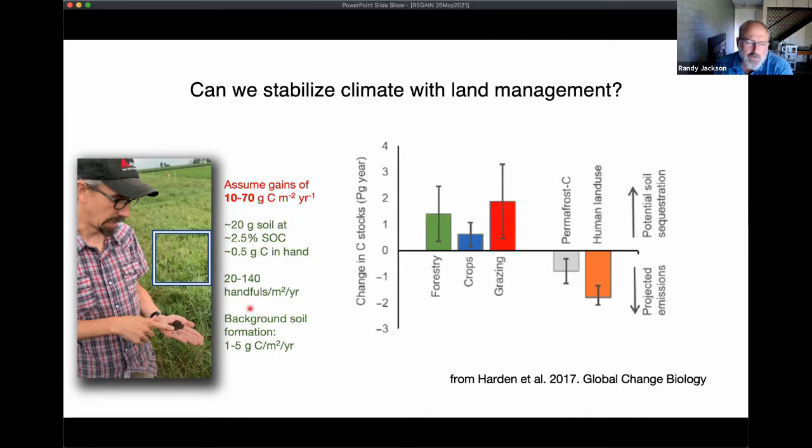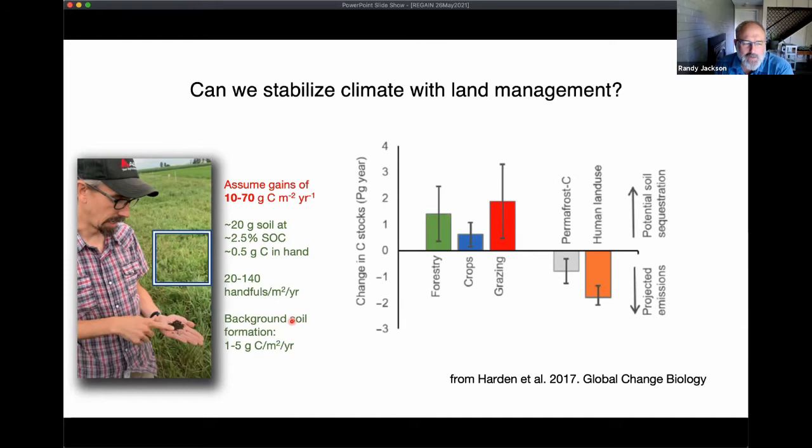per meter squared. What that's telling me, if I did my calculations right, is that Greg needs to spread 20 to 140 handfuls of soil in that meter squared area every year in order to crack this gain of carbon. That's a lot of soil. 20 grams in his hand is not particularly a lot, but if he did 20 or 140 of them, that's a lot of soil to add to that meter squared.